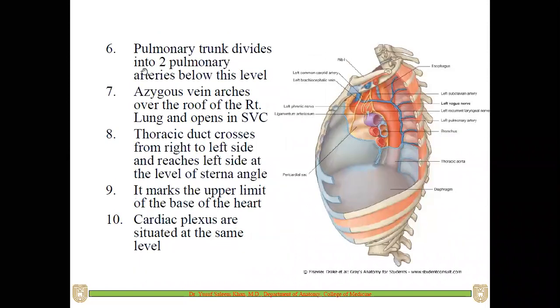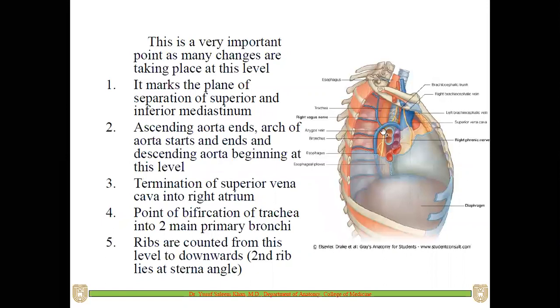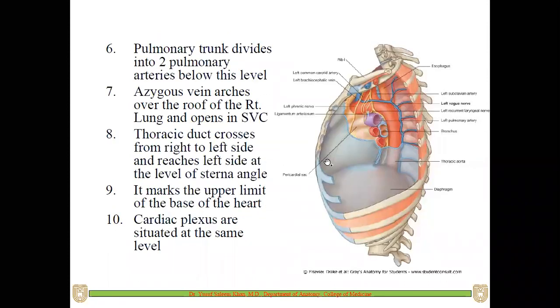Then also the pulmonary trunk divides into two pulmonary arteries. The pulmonary trunk, which comes from the heart, divides into two branches, that is the pulmonary arteries. The azygous vein arches over the root of the right lung and opens into the superior vena cava. So this is the hemiazygous, and here you can see this is the azygous vein. It arches and opens into the superior vena cava at the same level.